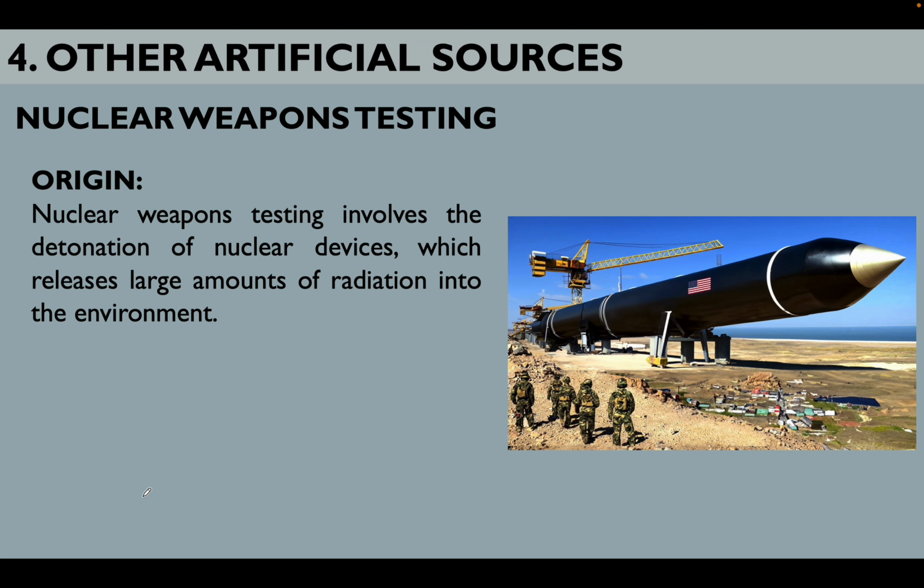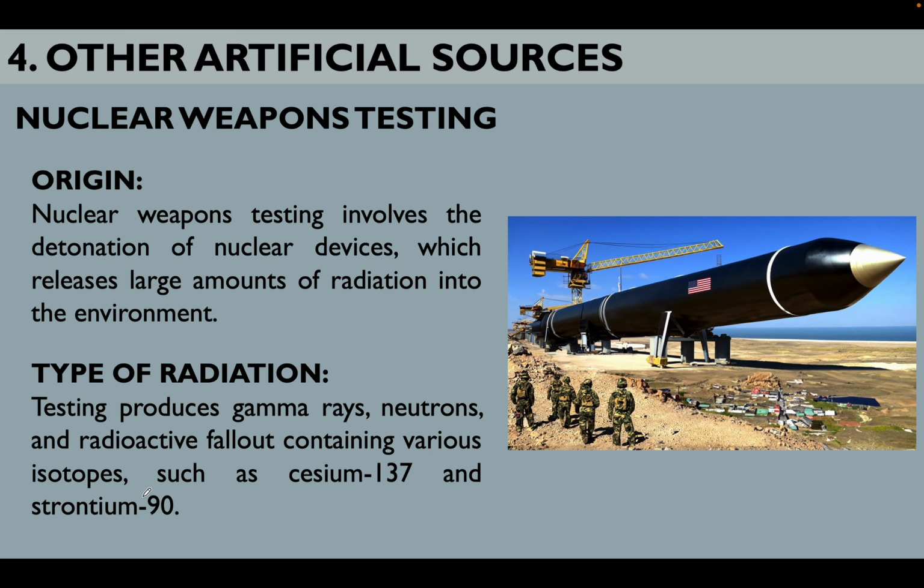But as of now, nuclear weapons testing has largely ceased. The residual radiation from past tests continues to contribute to global background radiation levels gihapon. Nuclear weapons testing produces gamma rays, neutrons, and radioactive fallout containing various isotopes such as cesium-137 and strontium-90. Now, that is one other artificial source.